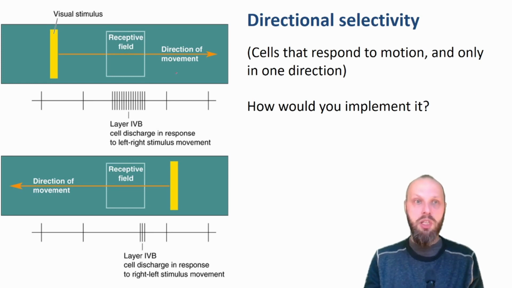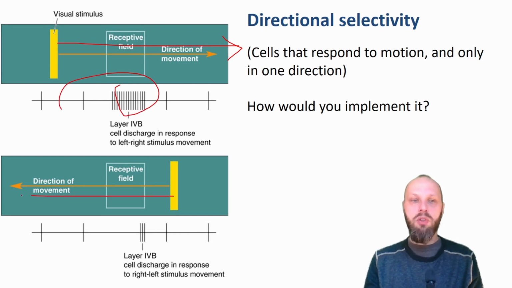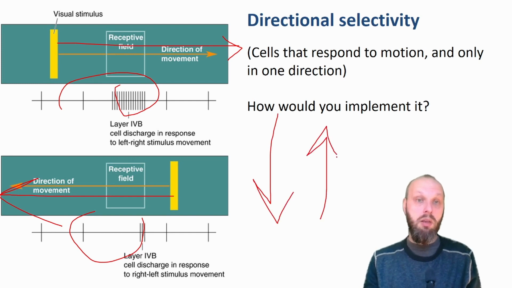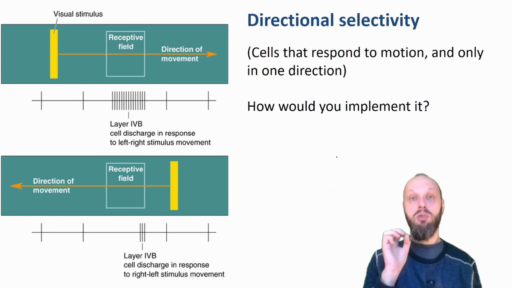So if you have an object and this object moves left to right, you have lots of spiking. If it moves right to left, you have no spiking. If it moves top down or bottom up, you also have no spiking. There is one preferred direction and it responds to movement in this direction.